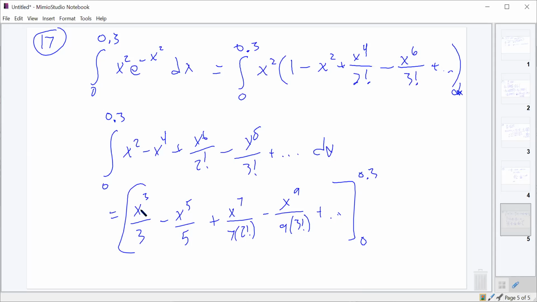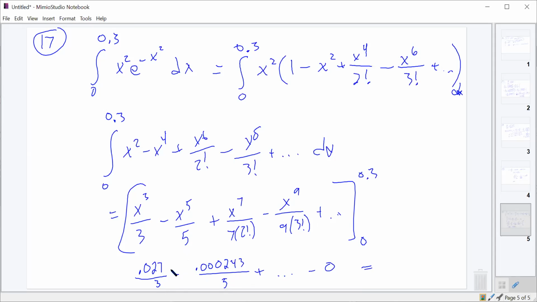So 0.3 to the 3rd power should be what? Should be 0.027 and then over 3. And then this is going to be what? 0.00023 over 5. And then clearly all these other ones are going to be way more than 3 decimals. I mean, this one is already more than 3 decimals, right? And so minus 0, if I plug in 0 for all of it.